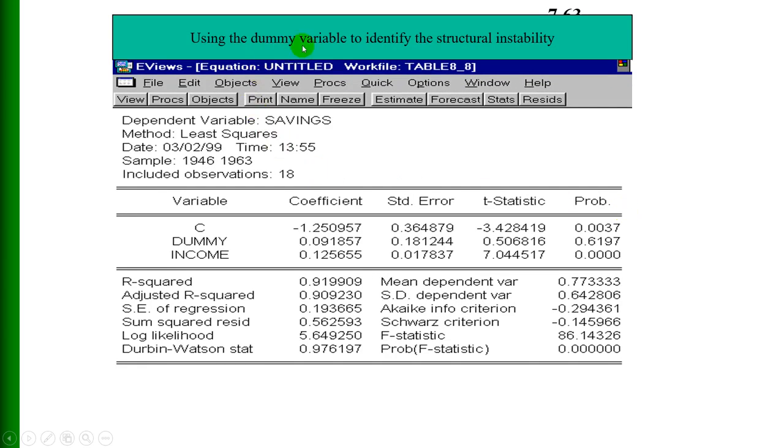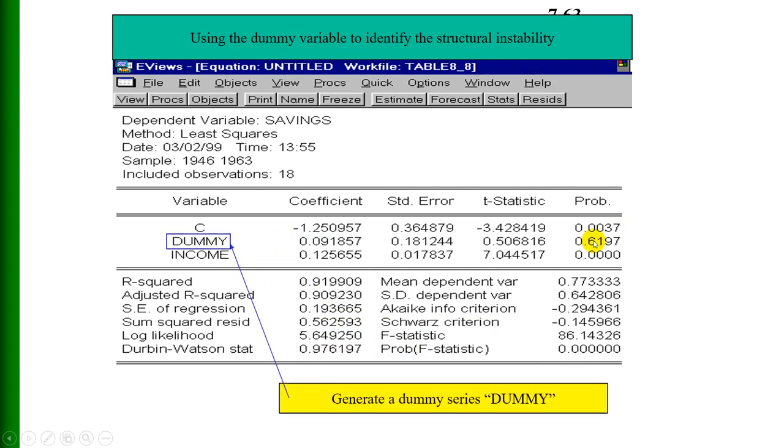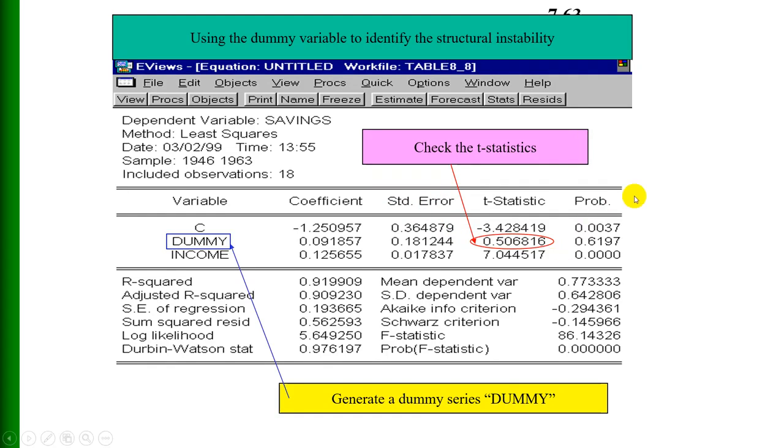and this is the output using the dummy variable to identify the structural instability. So we should look at this dummy coefficient and its p value and t value. So this is not significant. So this is a generated dummy series. So we will have to check this t statistic. If this is significant, we will reject the null, and if it is insignificant, then we will fail to reject the null hypothesis.